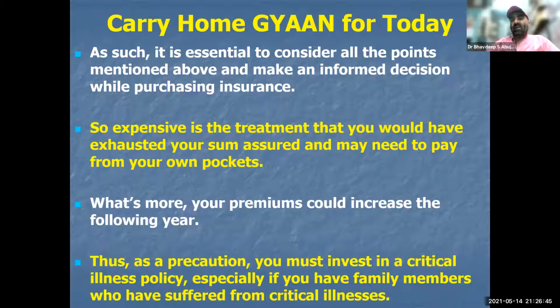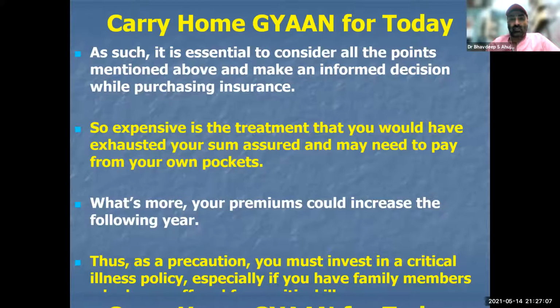So premiums can increase, and howsoever they can increase, 5%, 10%, 15%, or maybe the third party insurance charges, whatever they increase, I've given you that comparison also. If they increase by 5%, 10% or 15%, I've given you that chart also. So always invest in a critical illness cover, surely, especially if you have a family history for the same.